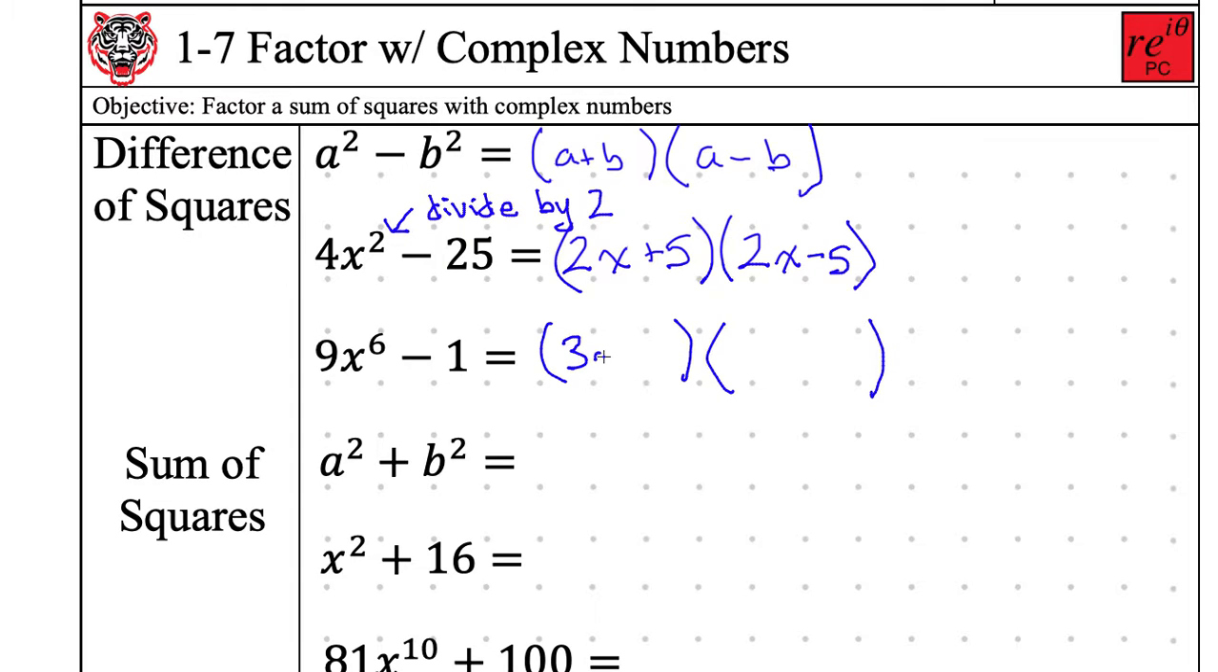3x to the third power plus 1, 3x to the third power minus 1. You got it correct, yeah. Good job, Gio. Yeah, that was hard. And you got it. That was amazing.